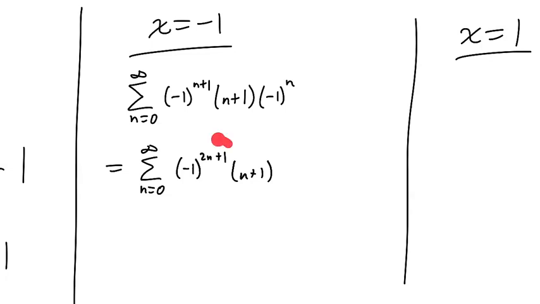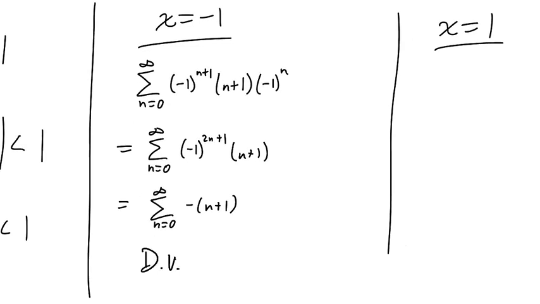And if I think about what this is going to do, this is not going to alternate, not at all. No matter what I put in for n, if I put in 0, the exponent comes out 1. If I put in 1, it comes out 3. If I put in 2, it comes out 5. If I put in 3, it comes out 7, and so on, so it's always going to be an odd exponent. So what I can say is that this is equal to the sum of -(n+1), which I can show pretty easily diverges by the nth term test.